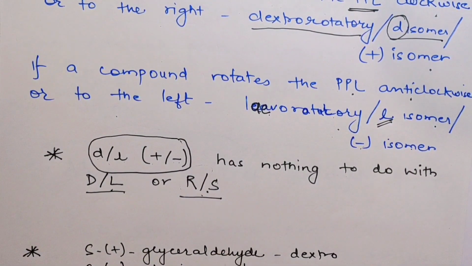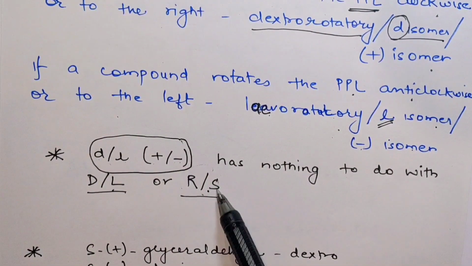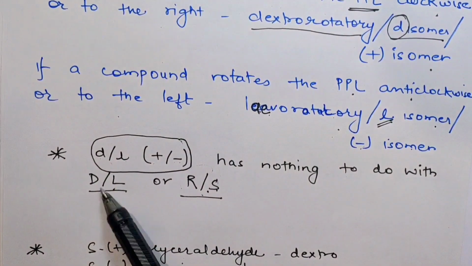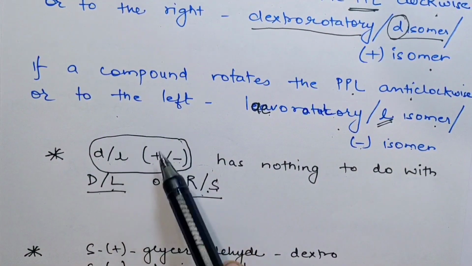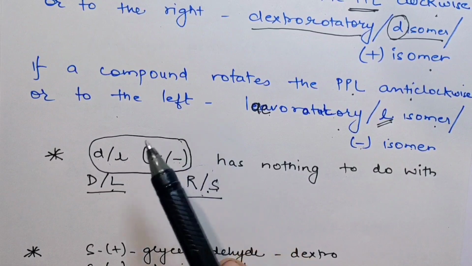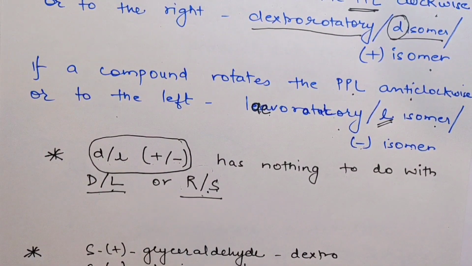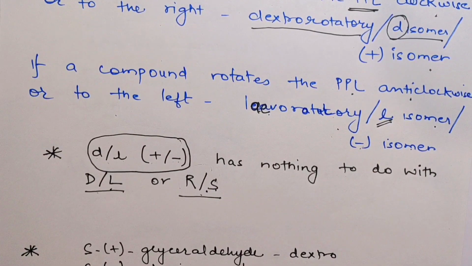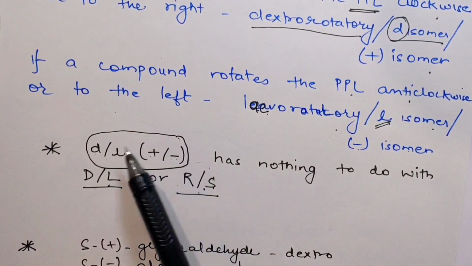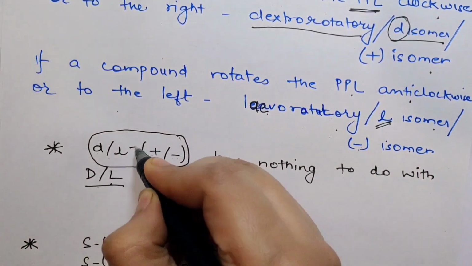By looking at the structure, you can tell whether it's R or S. You can tell whether it's D and L. But small d, small l, or plus or minus, or in other words, dextrorotatory and levorotatory, you cannot tell just by looking at the structure. You have to pass it through a polarimeter. Then you would see the optical rotation. That will tell you whether it's dextrorotatory or levorotatory. So plus minus, small d, small l, they are the same thing.